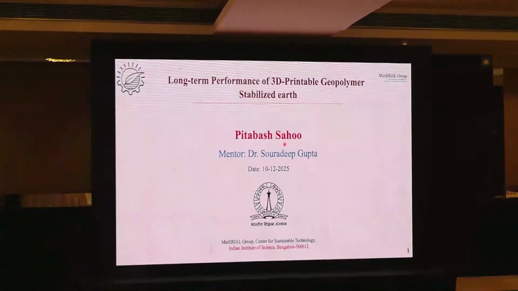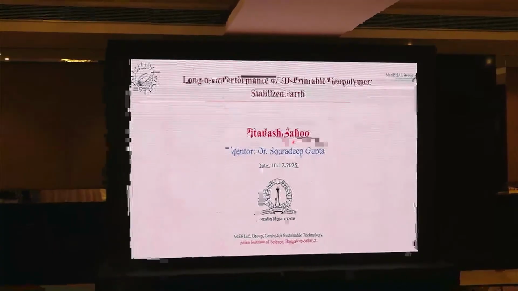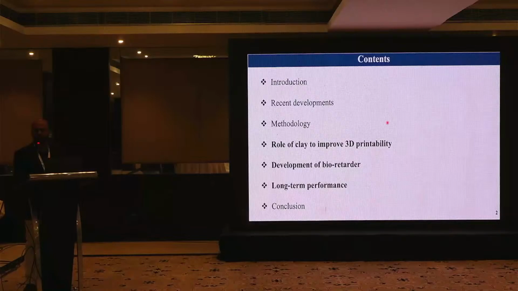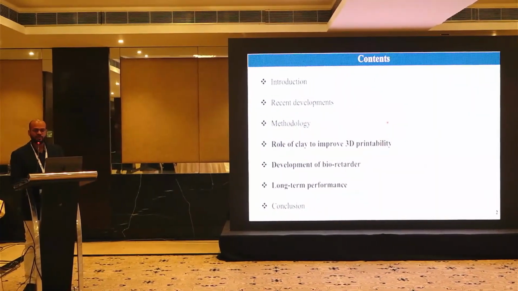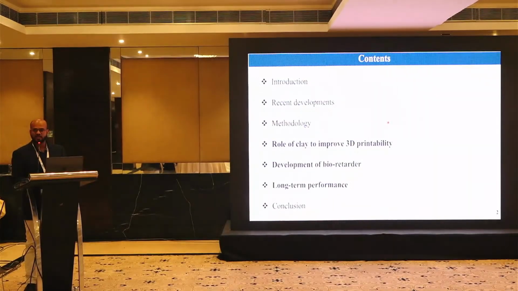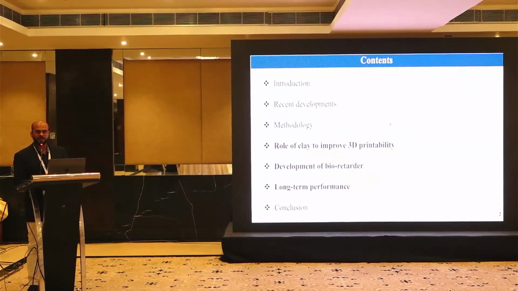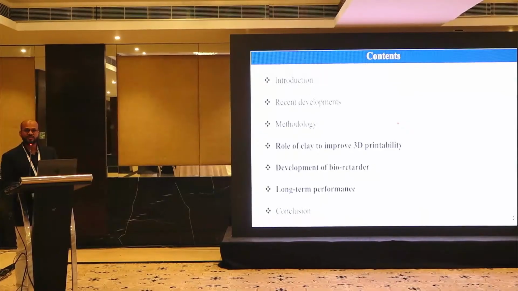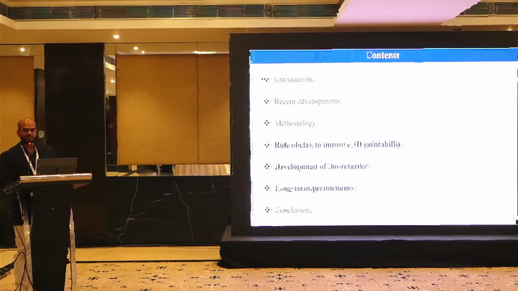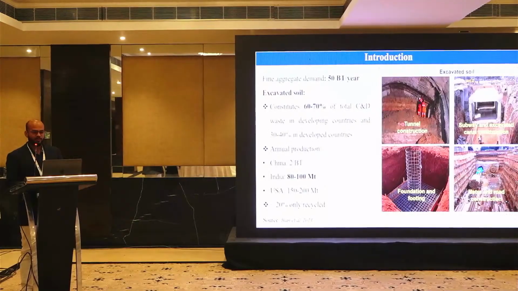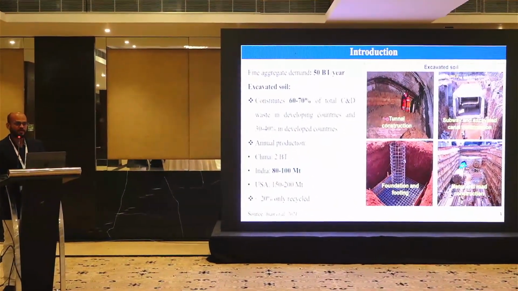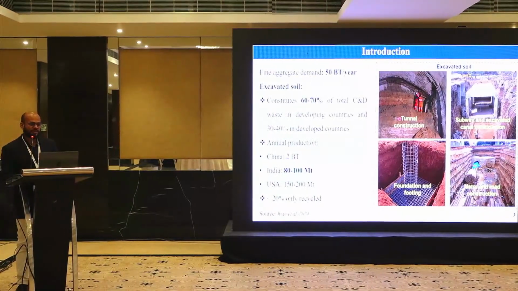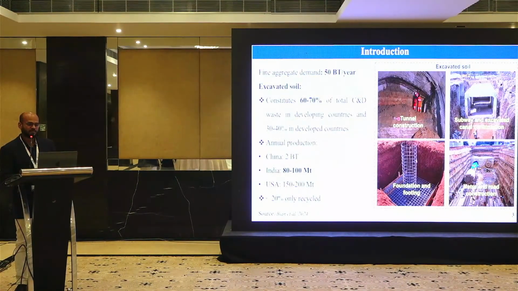on a slanted roof condition. So these are the contents. Mainly three aspects I'll explain here. First, the role of clay in improving the 3D printability. Then the development of a bio-retarder to improve the open printing time of the 3D printable material. Third is the long-term performance. So first, I introduce why I used laterite soil, or excavated soil, as a fine aggregate replacement.